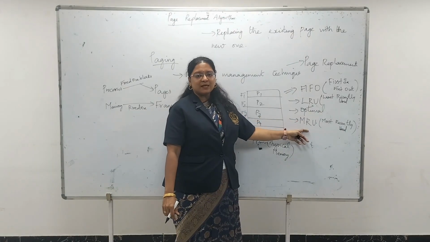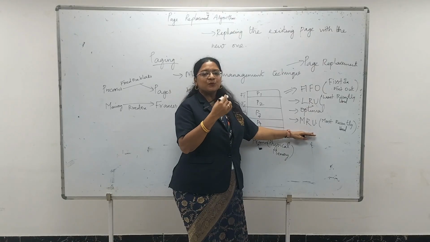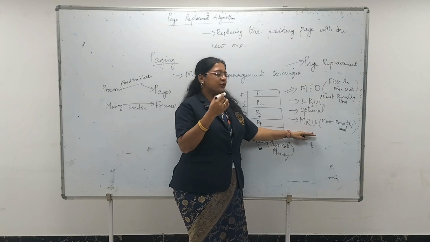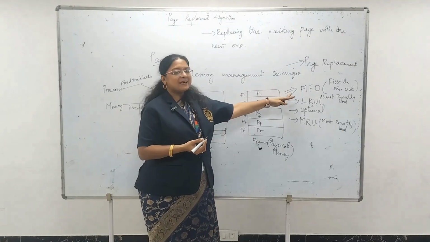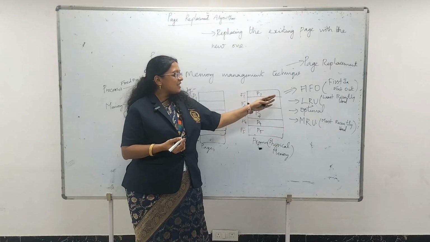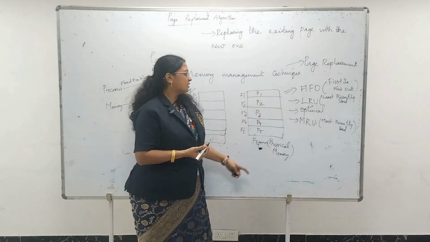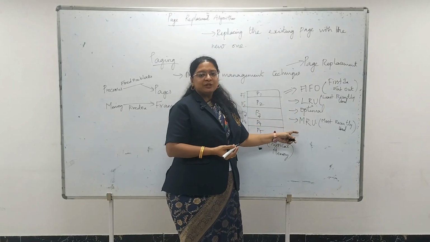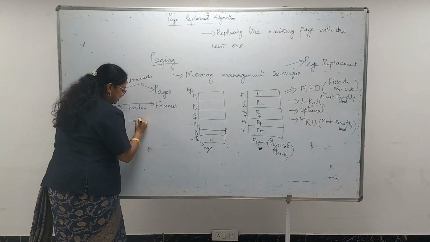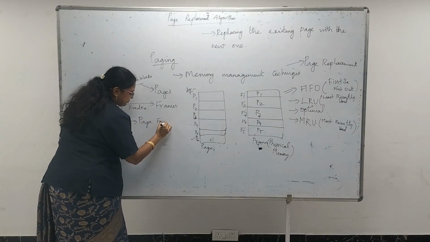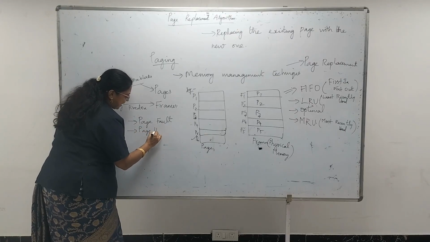Next one is most recently used. Here you check the previous pages, and the one that is the most recently used page is going to be replaced first as per the page replacement algorithm. So let us see each of these with a problem. We'll work the problem for FIFO, LRU, optimal, and MRU. We are going to calculate and find out the page fault for each, and after calculating, you need to find the page fault and then the page hit.